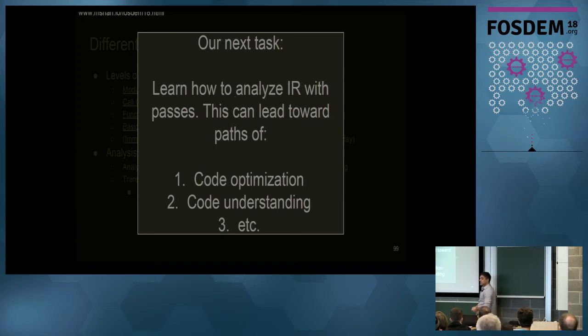So the next thing to get introduced to is how to analyze IR with this pass framework. This leads us down the road of code optimizations, code understanding, and more, so we'll start on other ideas that you can think of, machine code generation and so on.